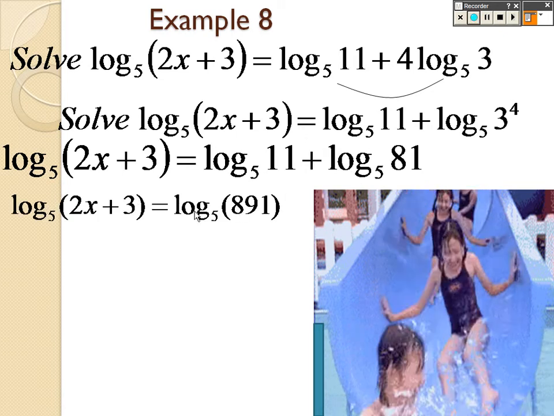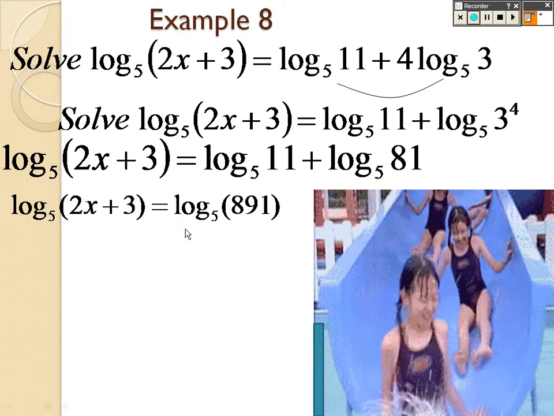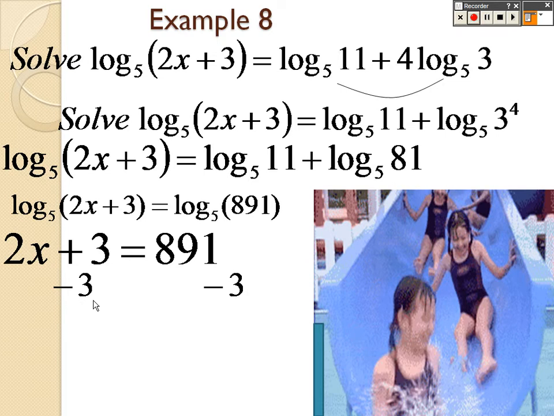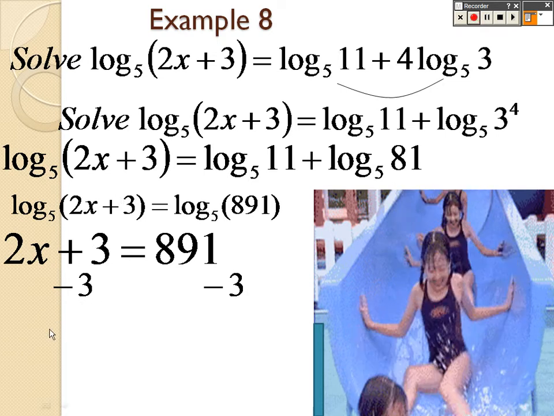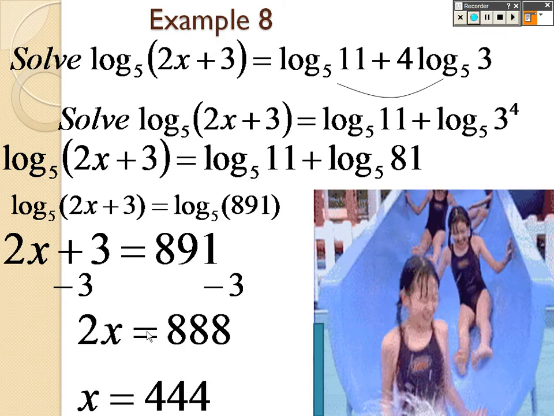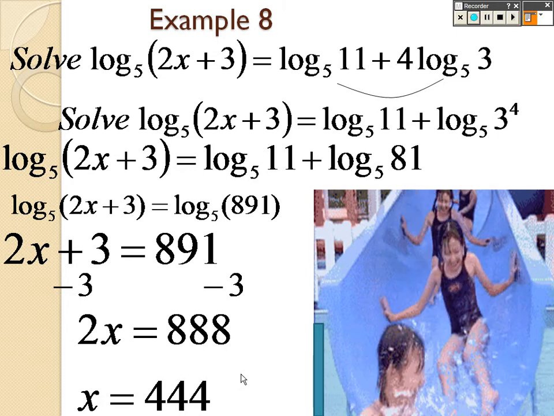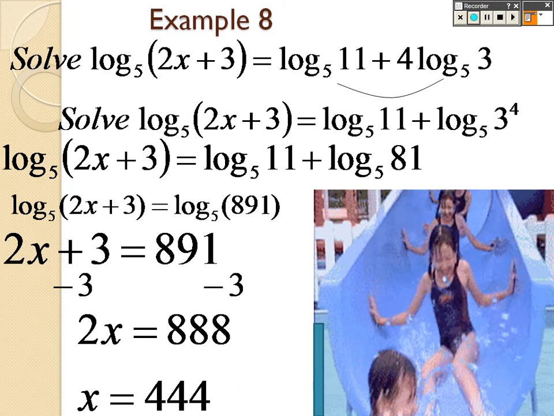And because now the logs have the same base, I can just have 2x plus 3 equals 891. So I just minus 3 from both sides. Those cancel out, so I get 2x equals 888. Divide both sides by 2 to get 444 as your answer.